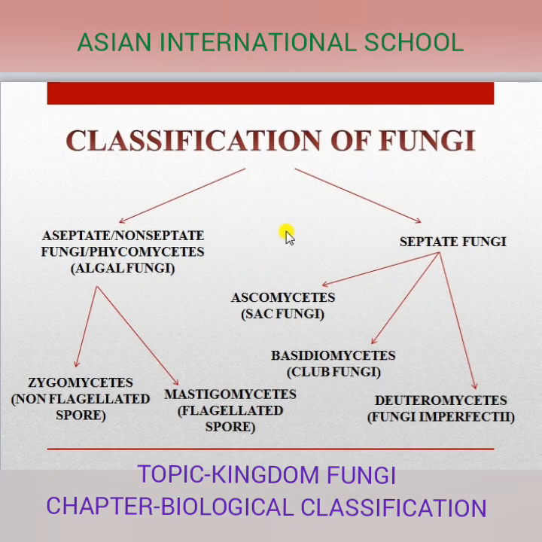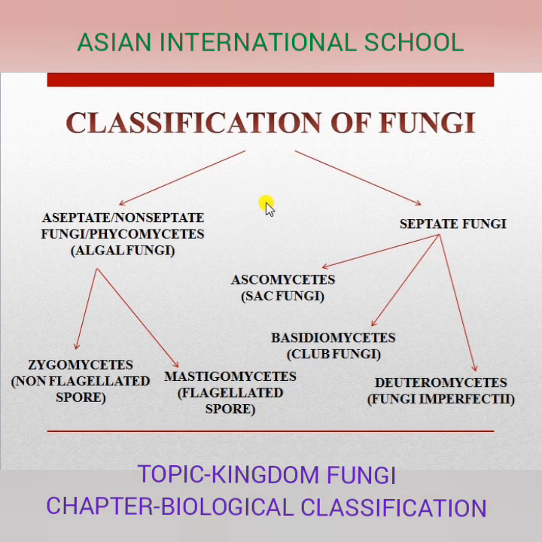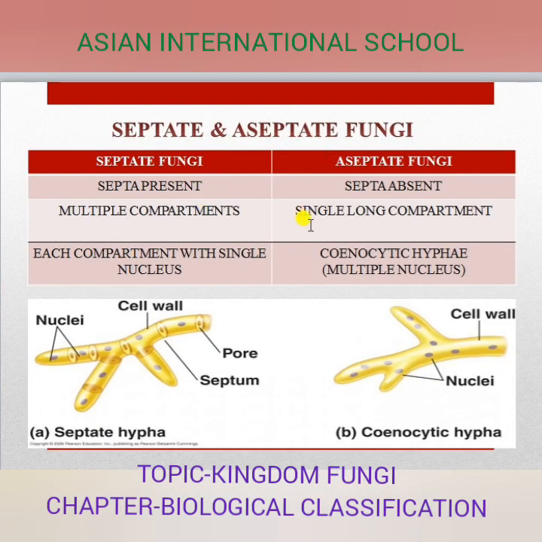In the next slide we discussed the classification of fungi, septate and aseptate fungi. Within septate: Ascomycetes, Basidiomycetes, Deuteromycetes. Within aseptate: Zygomycetes and Oomycetes, and aseptate is commonly known as Phycomycetes. The septate and aseptate difference with the figure is very clear to everyone. Always keep in mind that septate fungi are uninucleate, but aseptate fungi are multinucleate or coenocytic, because their entire hypha is considered a single compartment.